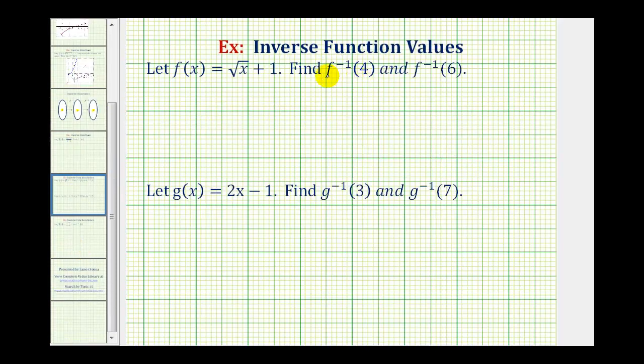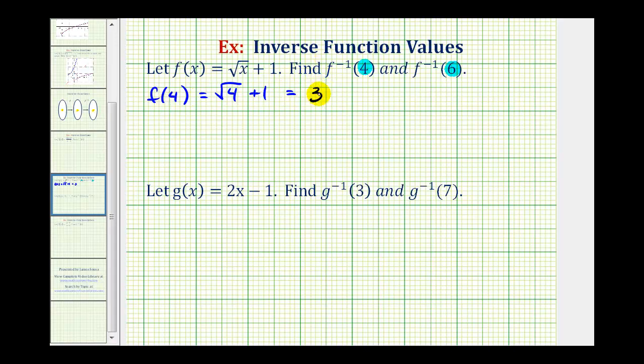Which means we can find these inverse function values if we can find an input into the function f that has an output of 4 and 6. So to get started, let's use an input that's a perfect square. Let's determine f of 4. Well, f of 4 would be equal to the square root of 4 plus 1. The square root of 4 is 2. 2 plus 1 is equal to 3.